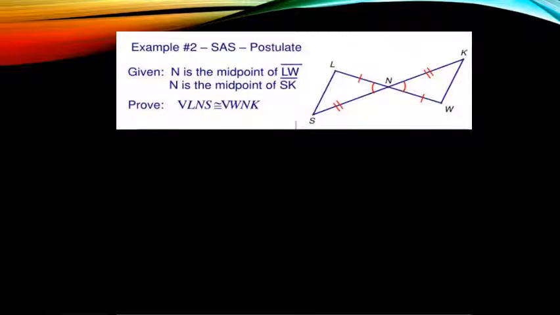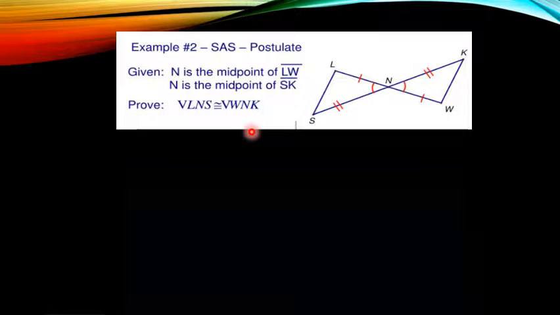Alright, so let's have example number two, the side angle side postulate. Given: N is the midpoint of line segment LW, and N is the midpoint of line segment SK. We have to prove that triangle VLNS is congruent to triangle VWNK. It's somewhat difficult to analyze, but we have to prove the side angle side postulate.